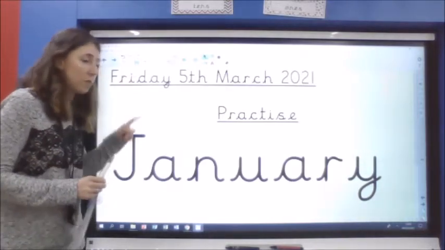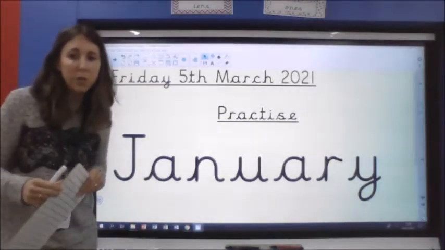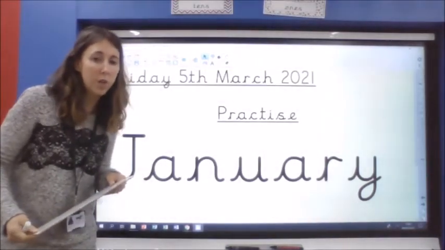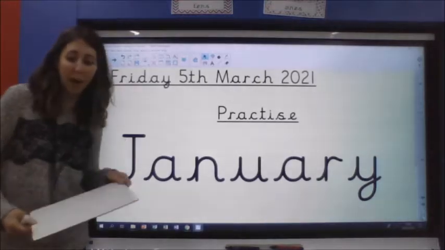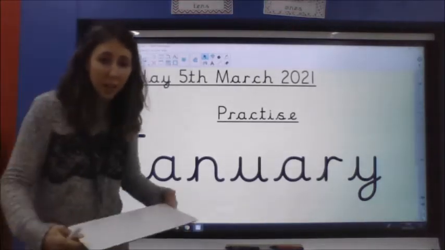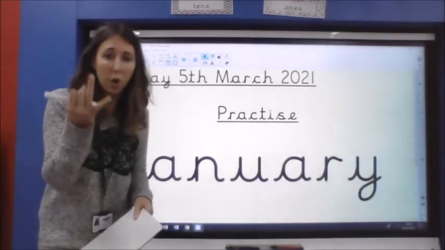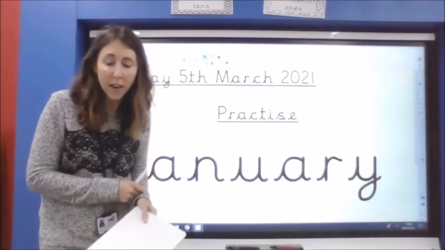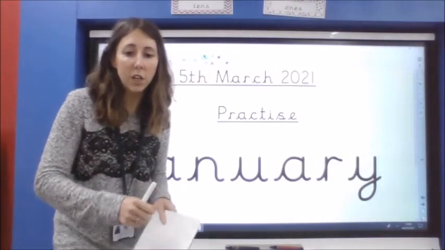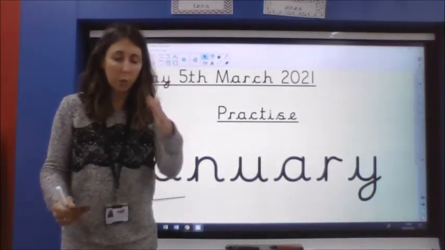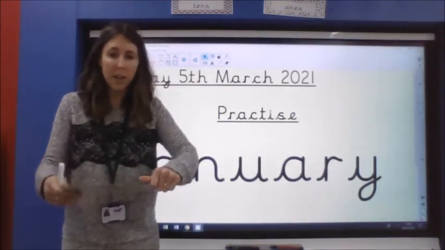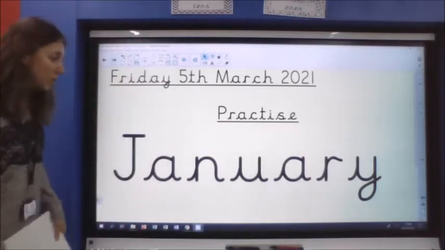Okay, so when I put the blank screen on, you can pause it for as long as you need until you've written it, and then if you press play, I will jump back onto the word so that you can check it. Because doing look, cover, write and check is a really useful strategy and a really useful way of practicing your spellings. So you look at it, we cover it, we write it, and then we check if we've got it right. So there's January.